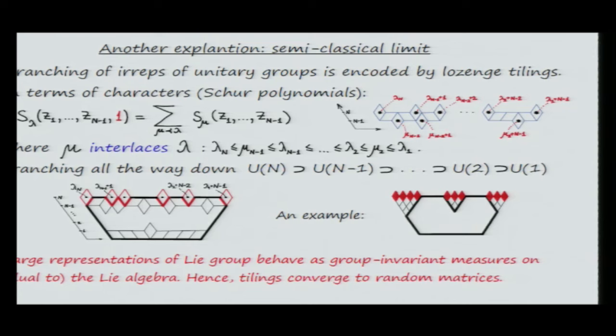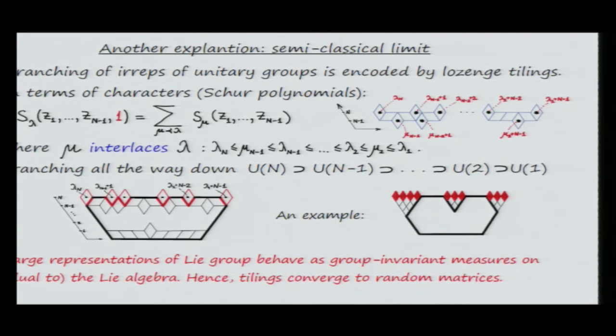So if one does the restriction from the unitary group of any size all the way down to the unitary group of order 1, then this can be encoded by a tiling of a polygon. And the boundary condition on top relates to the irreducible representation of the larger group one starts with. And then there is a general principle in representation theory that says that large representations of a group are related to the group invariant measures on the Lie algebra, actually on the dual Lie algebra. That comes originally from the philosophy of the orbit method, but can be looked at in different ways.